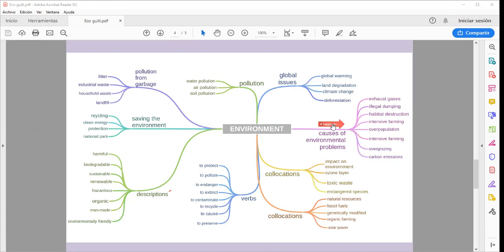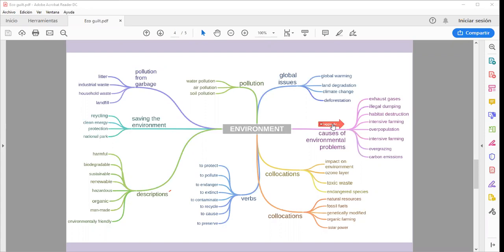Causes of environmental problems. Exhaust gases. Illegal dumping. Habitat destruction. Intensive farming. Overpopulation. Intensive farming, it was repeated. Overgrazing and carbon emissions. Excellent. Thank you very much.